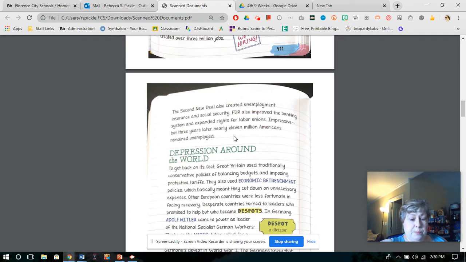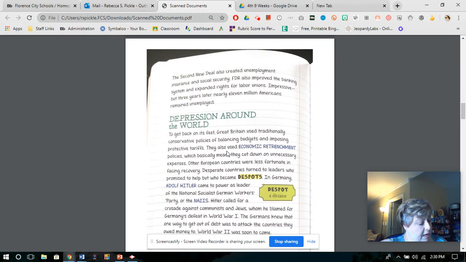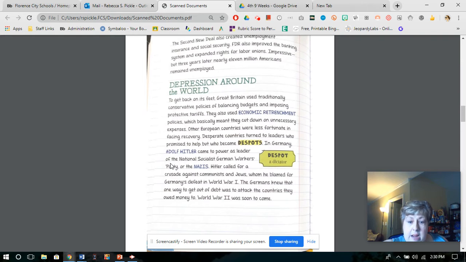All right, so depression around the world. To get back on its feet, Great Britain used traditionally conservative policies of balancing budgets and imposing protective tariffs. But here's the thing. Great Britain already had an established government. They were already strong. But other European countries were less fortunate in this.